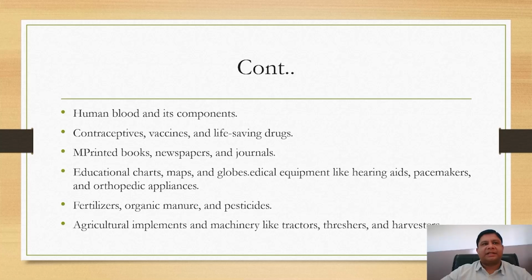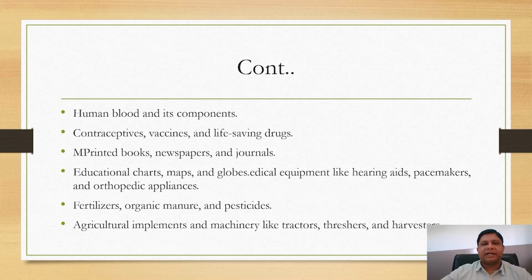Next, as mentioned here, we talk about educational materials. Goods related to education such as books, newspapers are typically exempted under GST, like printed books, newspapers, journals, educational charts, maps, and globes. Now, if we talk about agriculture inputs: fertilizers, organic manure, and pesticides, agriculture implements and machinery like tractors, threshers, and harvesters.